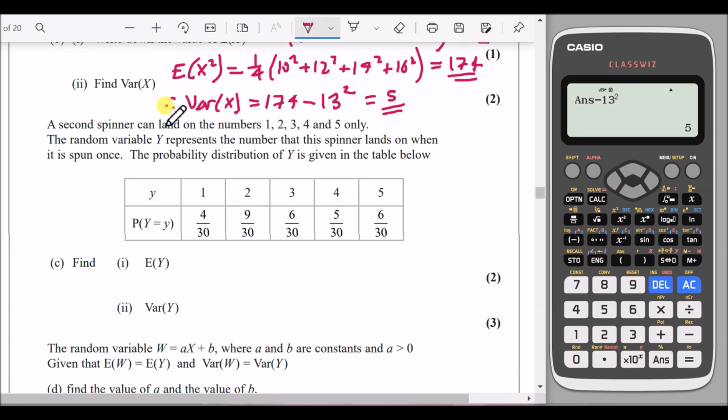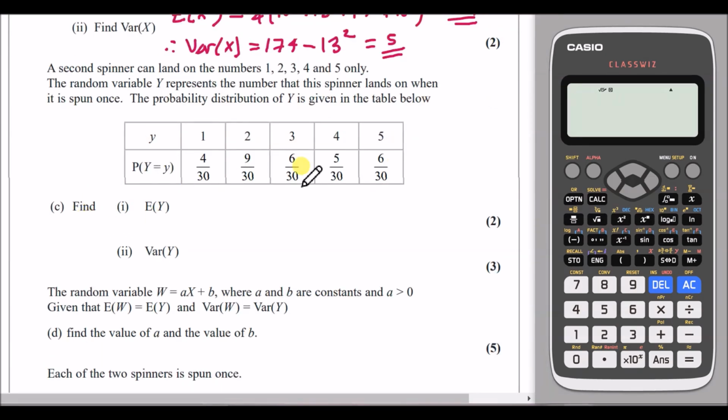Now for the second part, it says a second spinner can land on the numbers 1, 2, 3, 4, and 5 only. Okay, so they're quite specific. Now the random variable Y represents the number that the spinner lands on when it is spun once. And part C is exactly the same as B. So we're going to find the expected value of Y, and to do that, we'll just do the Y values times its probability and then sum them up.